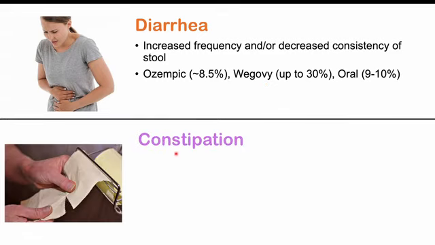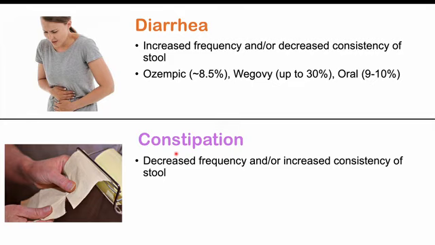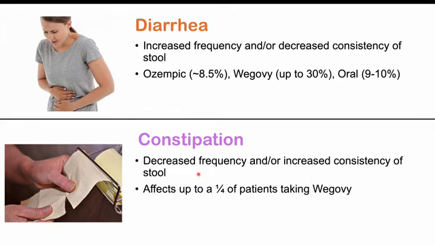And we can also have constipation in other patients as well. And sometimes we can have both diarrhea and constipation that alternate. So constipation is going to be decreased frequency and or increased consistency of stool. It affects, again, up to a quarter of patients taking Wegovy, and then we can see lower rates with these other medication formulations like Ozempic and Rybelsus.